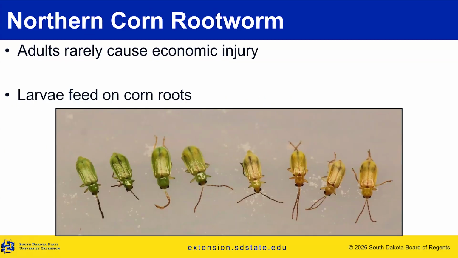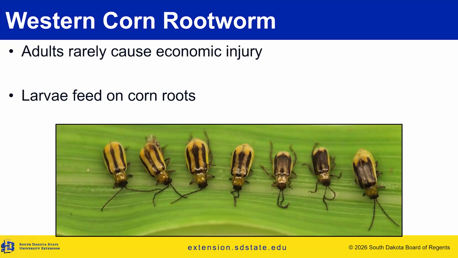We're going to switch gears now to corn rootworm. This is probably our historically most serious pest for corn in South Dakota. It's both the northern corn rootworm, which are the green beetles, and then the western corn rootworm, which are slightly larger. They're yellow, and then they have these black lines. Sometimes the lines bleed together, but there's some sort of black pattern on those hardened forewings.